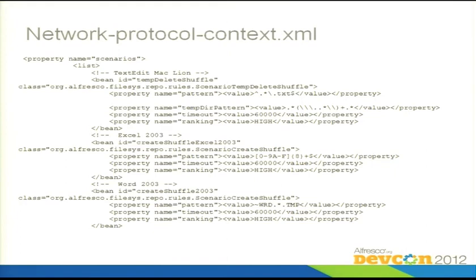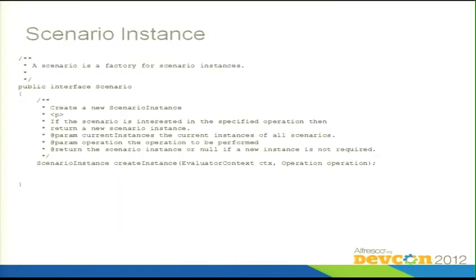Here we've got a create shuffle for Word 2003. So if a file is created ending with the pattern ~wrd dot something dot tmp, then a create shuffle starts, potentially for Word 2003. There are more scenarios, but that's what fitted on the page. And if you have to build your own scenario, then it's not too difficult.